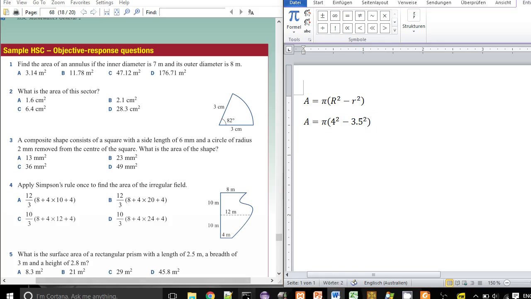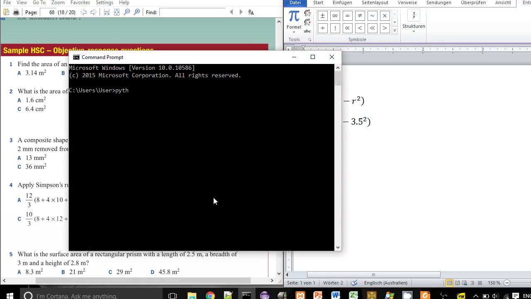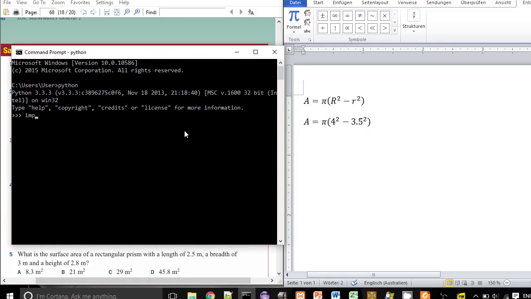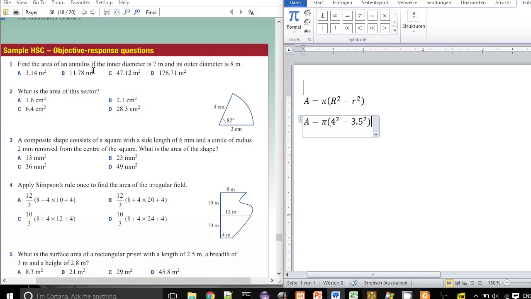Okay, I'll use my little program here, Python. I've got to use maths, so math.pi times 16. Okay, I know some of this off by heart, so 11.78 is what I got. And the unit is going to be squared and it was in meters. Okay, so that's it. So B is the answer.